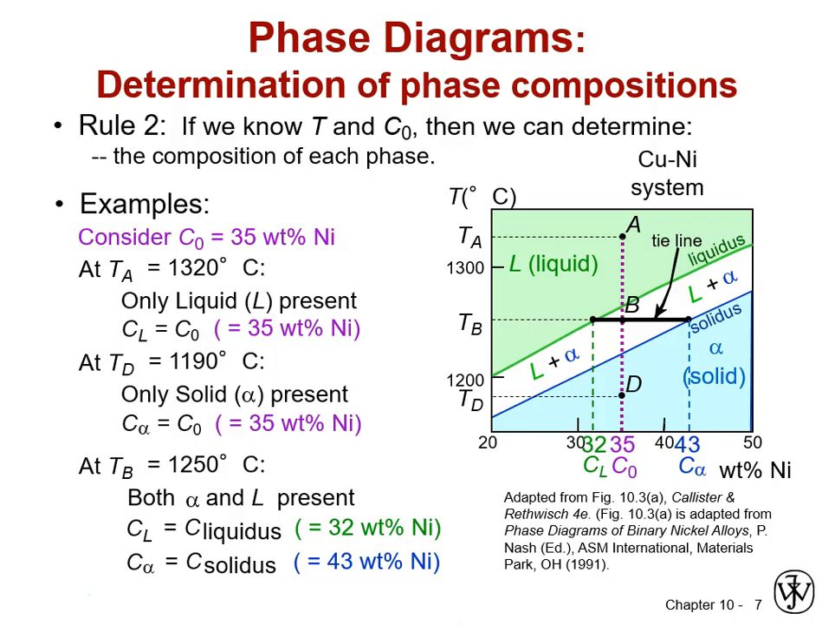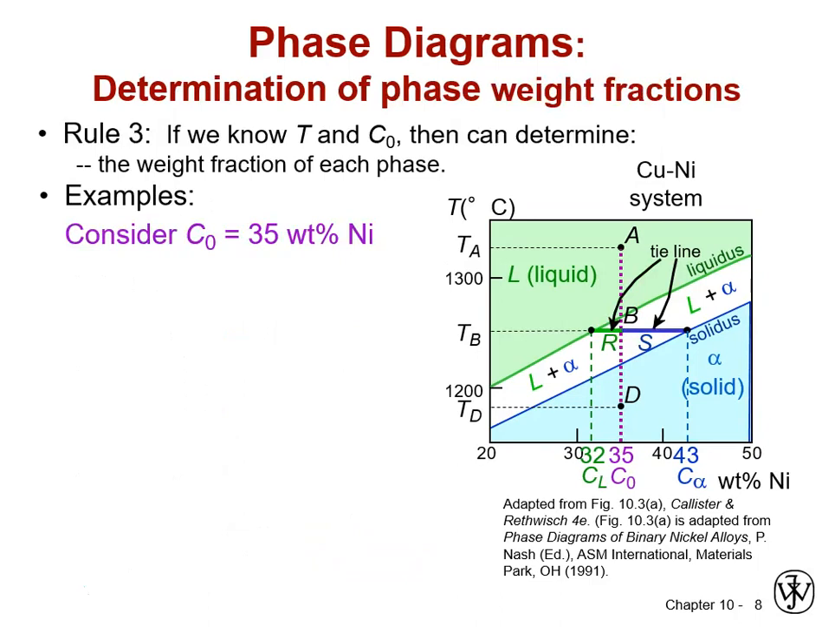In order for the overall composition to be 35 weight percent nickel, if the liquid is a little bit deficient in nickel and more rich in copper, the solid's going to have to go the other way. And they will be related by the weight fractions of the two phases, which is what we're going to get to next. So we now know that at 1250 degrees C and 35 overall alloy weight percent nickel, we will have alpha solid solution of copper and nickel in equilibrium with a liquid, and we know that the composition of that alpha is 43 weight percent nickel and the liquid's 32 weight percent nickel.